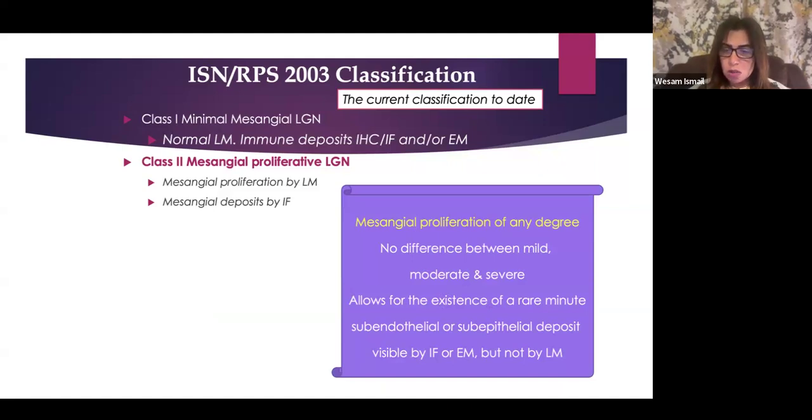And within class 2, this also allows for the existence of rare subendothelial or subepithelial deposits, which we can detect by immuno or EM. Because this is lupus, and as I mentioned, it's a host of many different antibodies, we can allow a single subendothelial deposit here, a single subepithelial deposit here, but the dominant deposits are mesangial, so this is class 2.